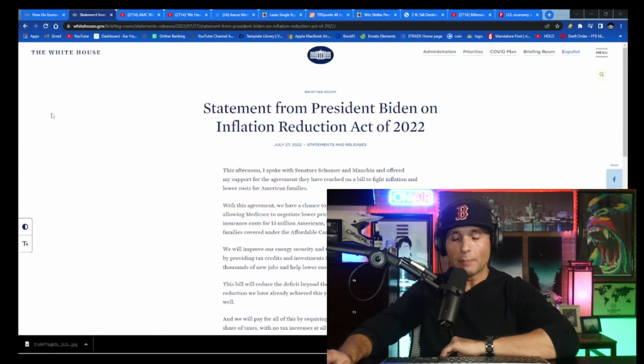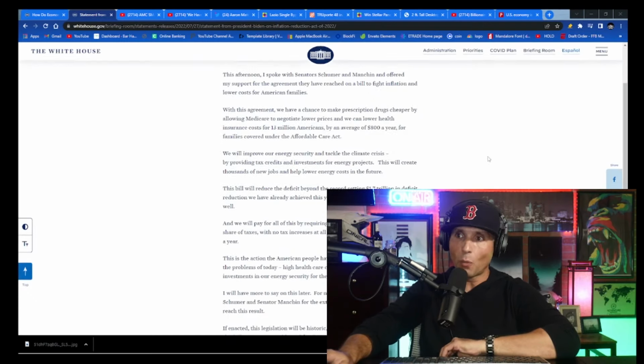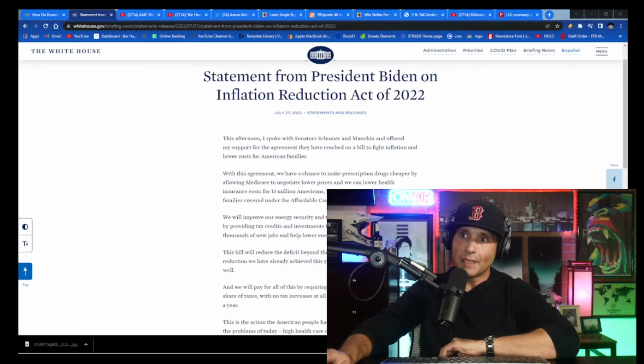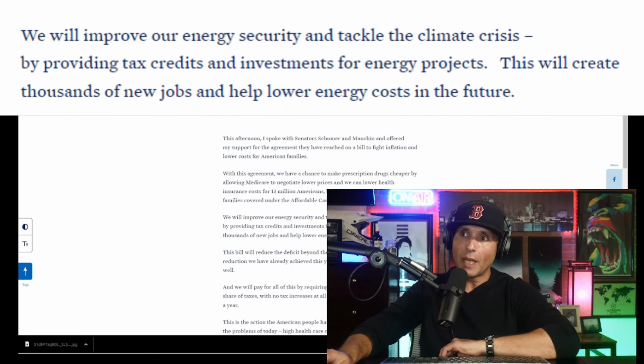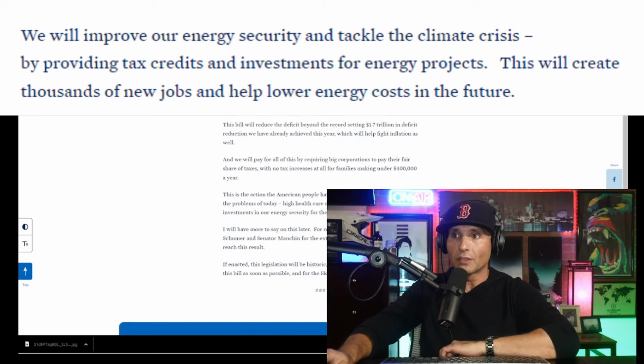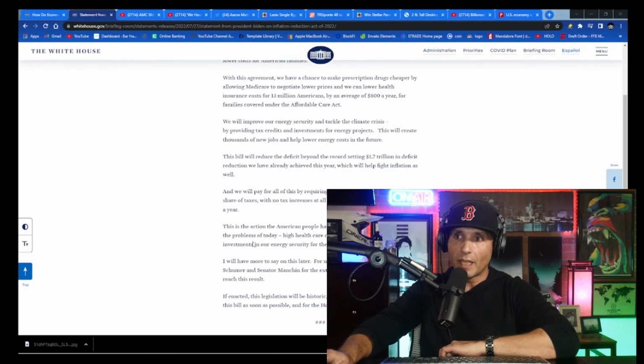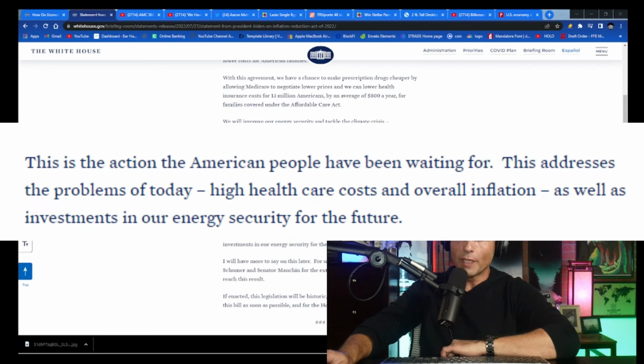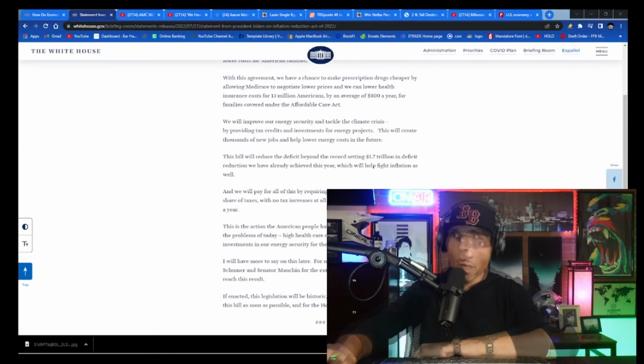Now, right after that speech was finished, the White House issued a press release, a statement from President Biden on the Inflation Reduction Act of 2022. And in it, he says we will improve our energy security and tackle the climate crisis by providing tax credits and investments for energy projects. This will create thousands of new jobs and help lower energy costs in the future. He goes on to say, this is the action the American people have been waiting for. This addresses the problems of today, as well as investments in our energy security for the future.